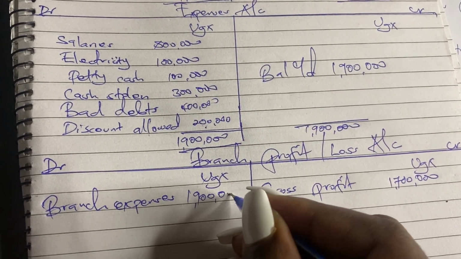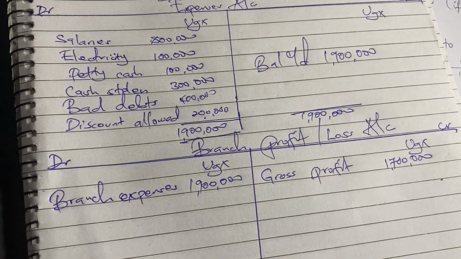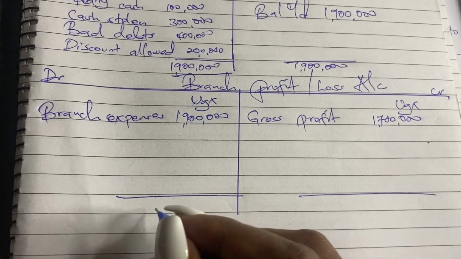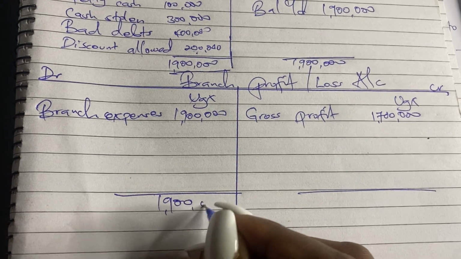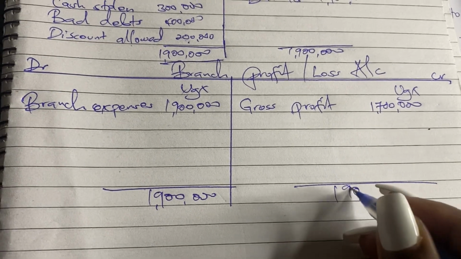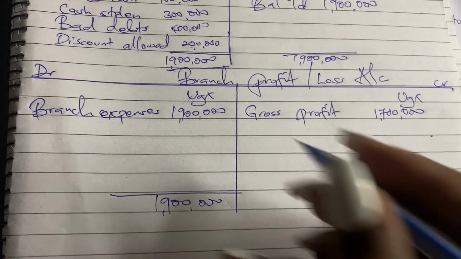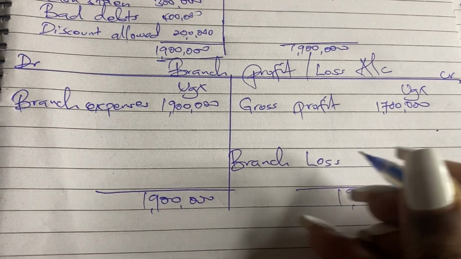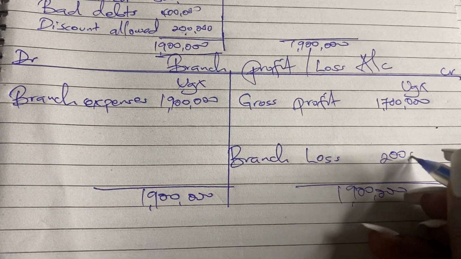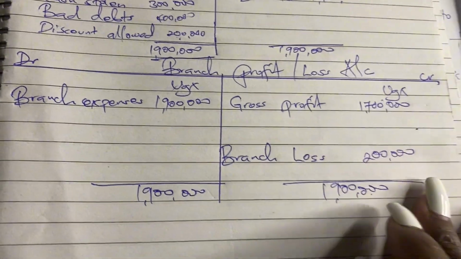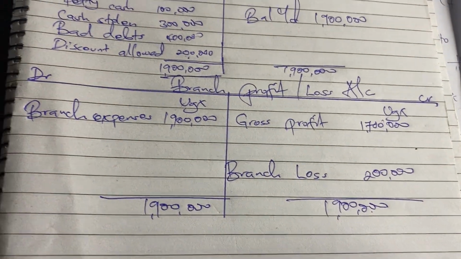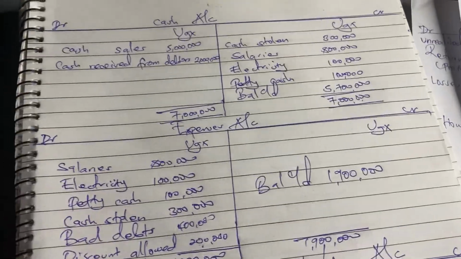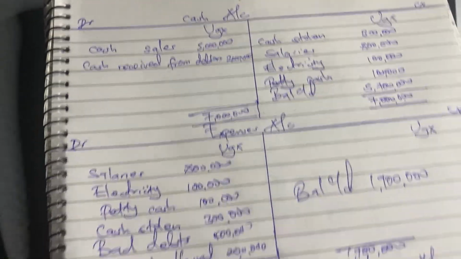So this time the expenses are greater than the profit. So we are going to have a branch loss. So 1.9, which is the greater amount. We have a branch loss of 200,000. This minus this gives us 200,000. So that's how we prepare branch accounts when goods are sent to the branch at a selling price.